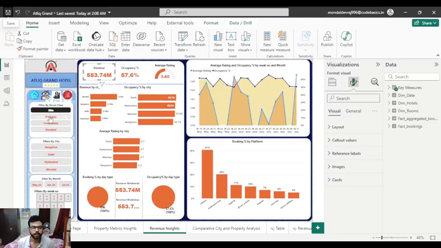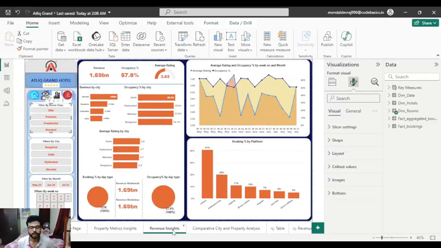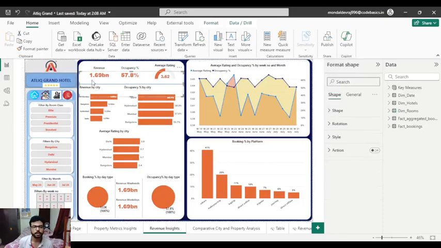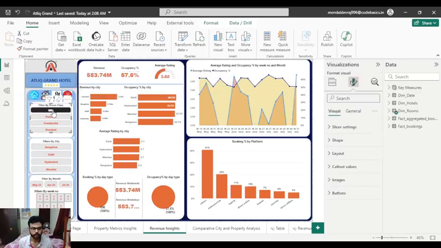Now let's get started with our next dashboard, that is revenue insights. In the revenue insights, we can see the revenue over here, the occupancy percentage and the average rating. And in the downwards, we can see the revenue by city, the occupancy percentage by city, and the average rating by city.